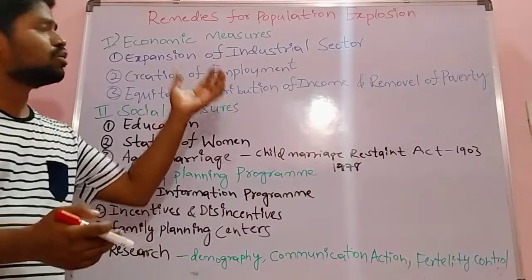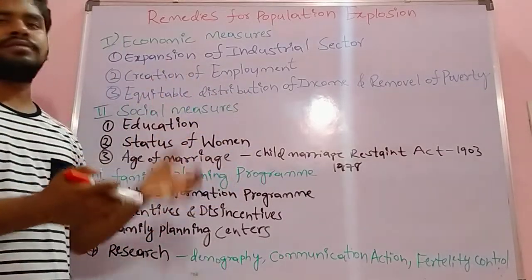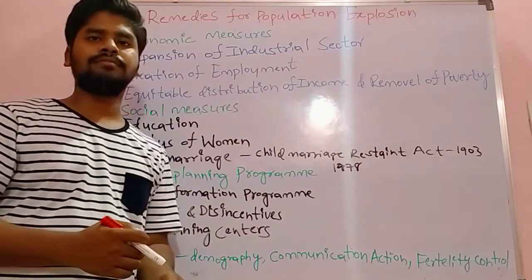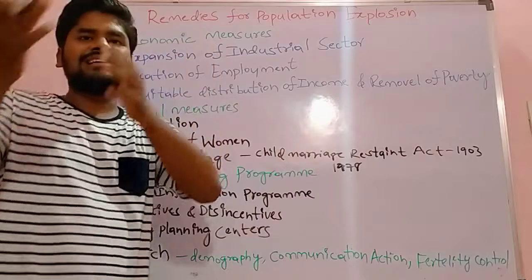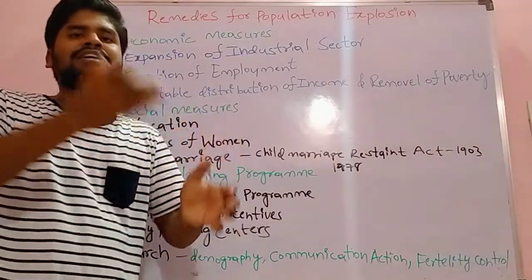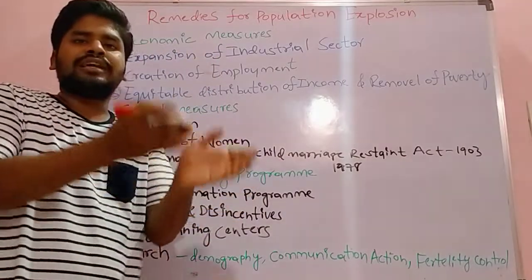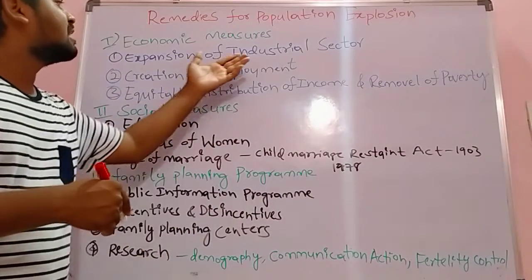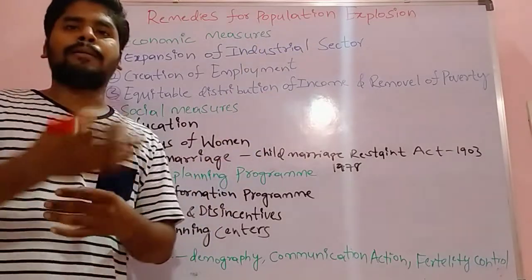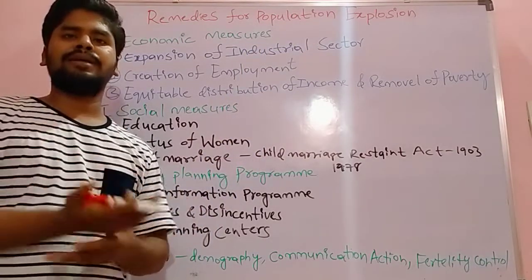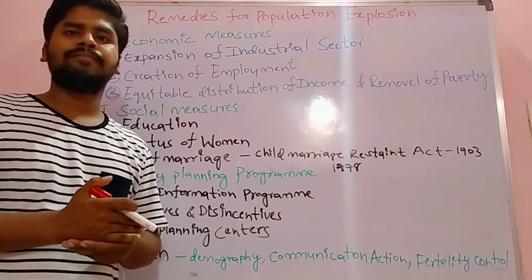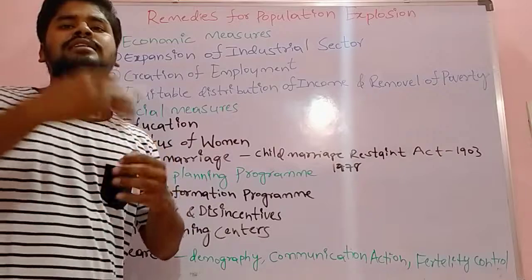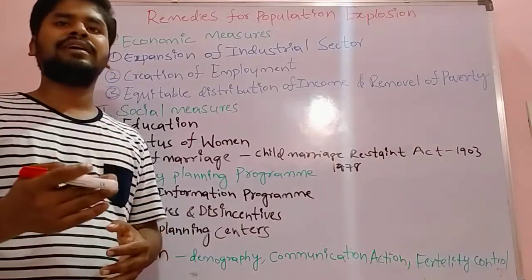Coming to the economic measures, the first one is expansion of the industrial sector. There has to be a change from the agriculture sector to the industrial sector. Urbanization and industrialization have to increase. Industrialization means investment in industries, MSMEs, micro, small and medium enterprises. The industrial sector has to be improved, and when it improves, the urban areas will increase.